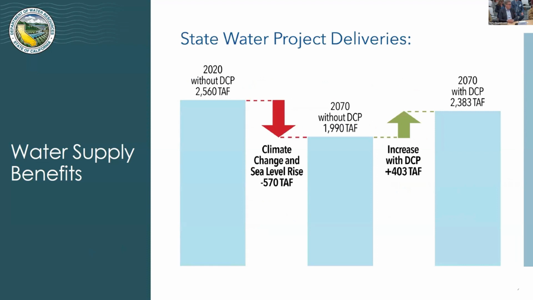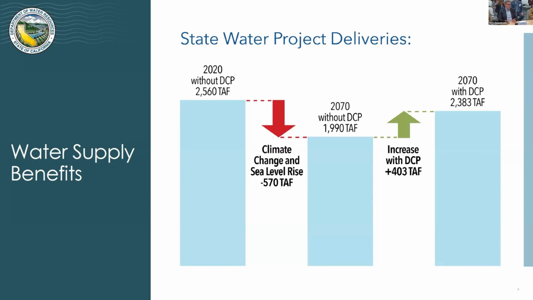So this graphic is very important because it sort of summarizes neatly what we're assuming about the ability of the DCP to mitigate climate effects. And I'll walk you through this left to right. So left represents the status quo, the column on the far left. Under 2020 hydrology, which is roughly what we have today, with current infrastructure, the State Water Project delivers about 2.56 million acre feet on average.